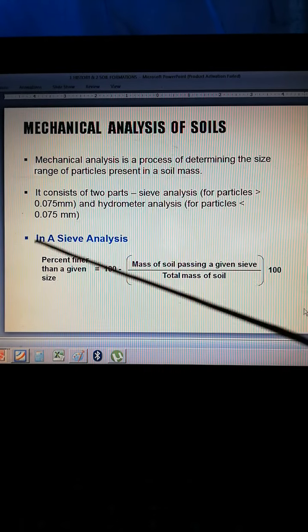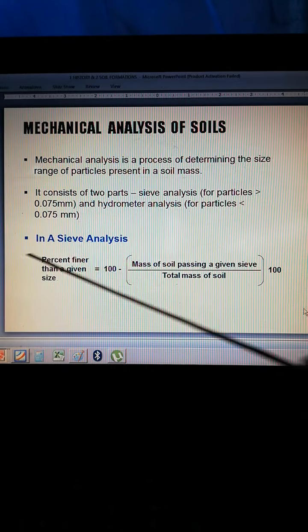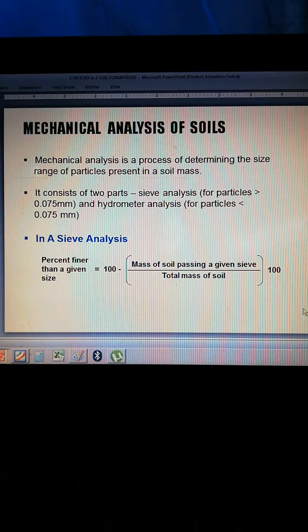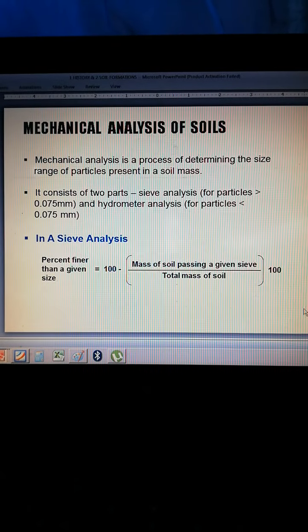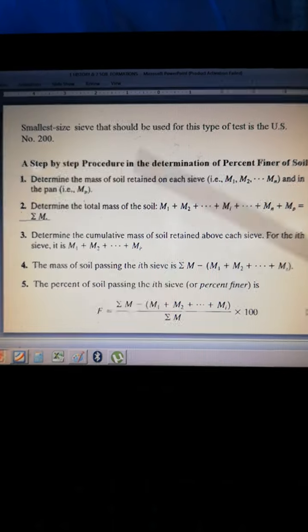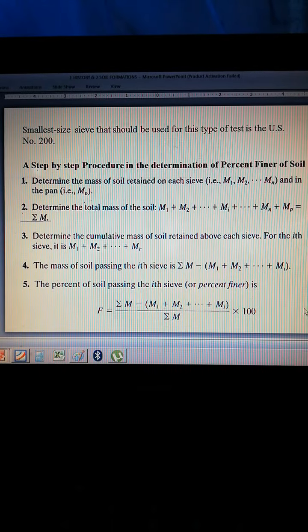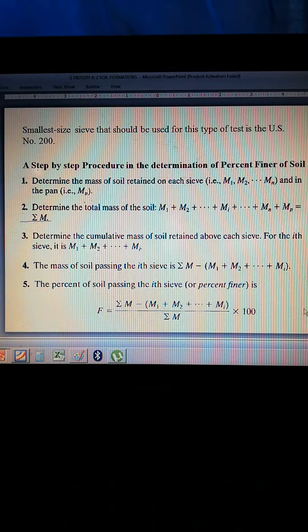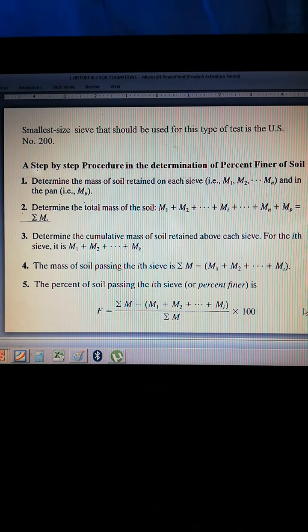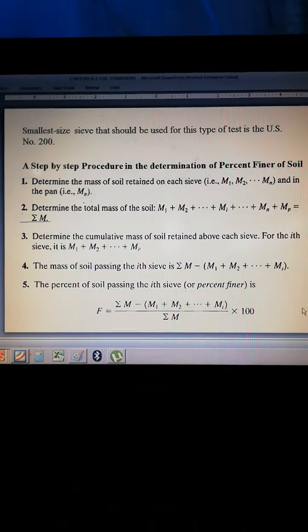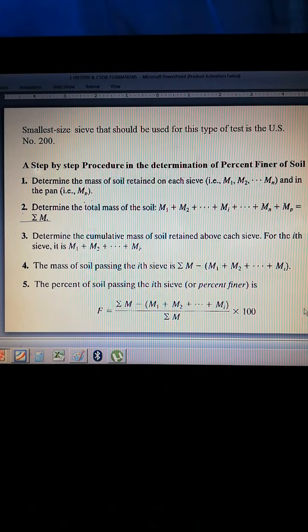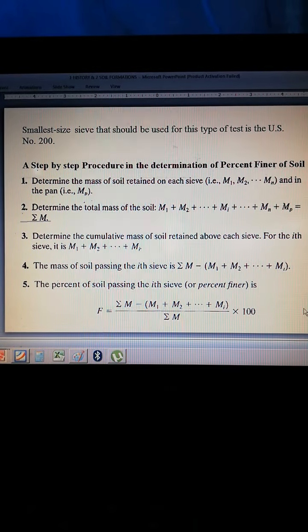Okay, this is more of a general formula. You have to have this. You have to perform this. In the performance, there is a step-by-step procedure in the determination of percent finer of soil. So, this is in the lab. More or less, you can have this followed when you do it in the laboratory. Now, what is said here is that the smallest size sieve that should be used for this type of test is the US number 200. Okay.